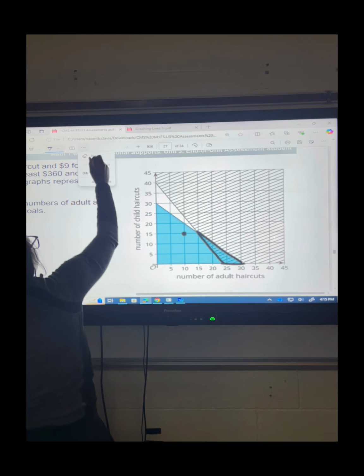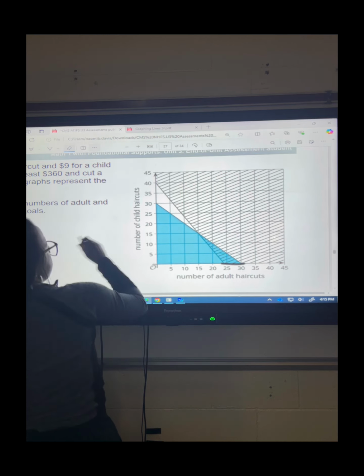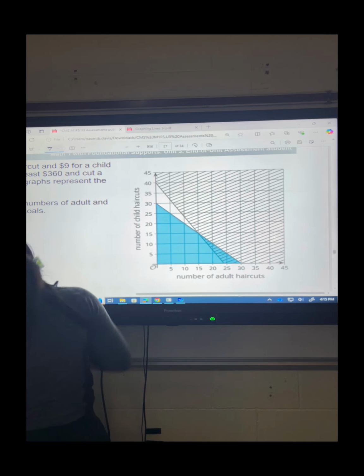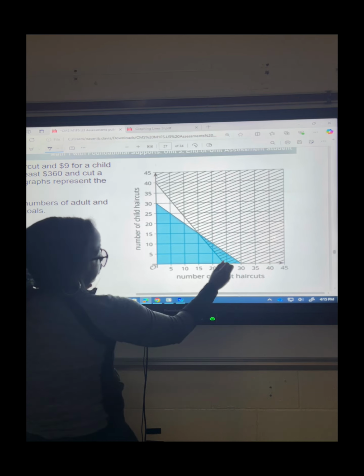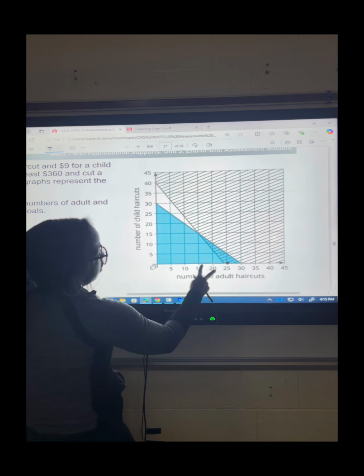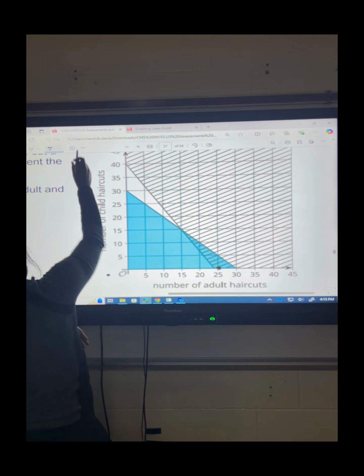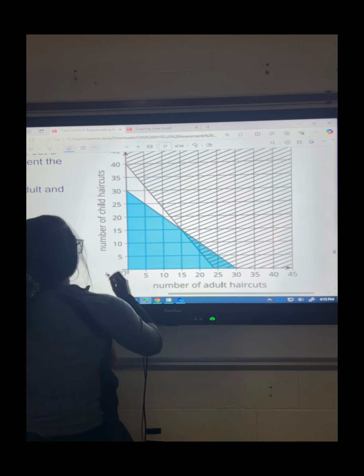If I go to 25, let's say 25, 0. So 25, 0 would be right here. That is a solution because it falls in my little triangle, okay? So 25, 0 is a solution.